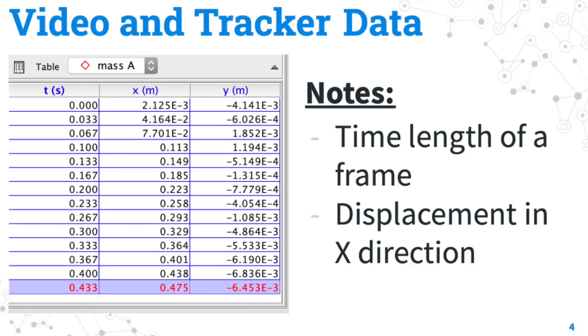In my attached data, one can clearly see the short time length of the frames from which I obtained my data. I also wanted to note that displacement in the Y is not important to the scope of this lab, and while it changes, this is due to the perspective of the camera, not due to an actual change.